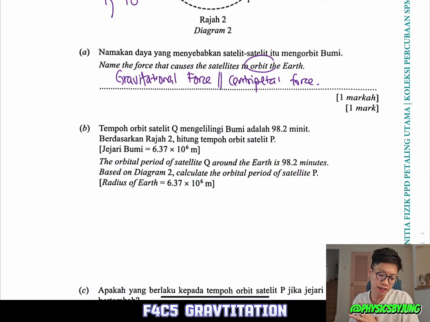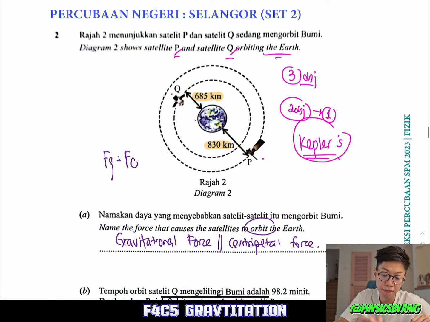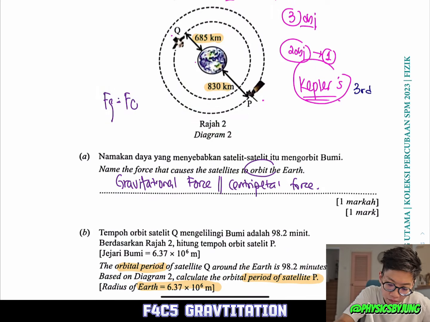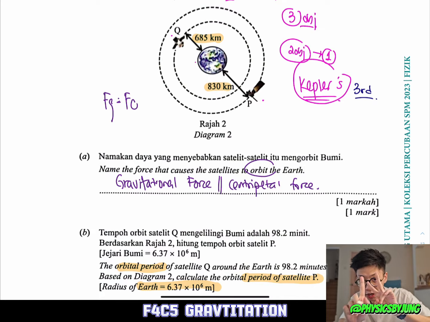Now next, they give you the orbital period of P, and they give you the radius of Earth. And what else do they give you? This one, they give you in km. So this will be related to our Kepler's third law. Just now I said two objects going around one object, total three objects.